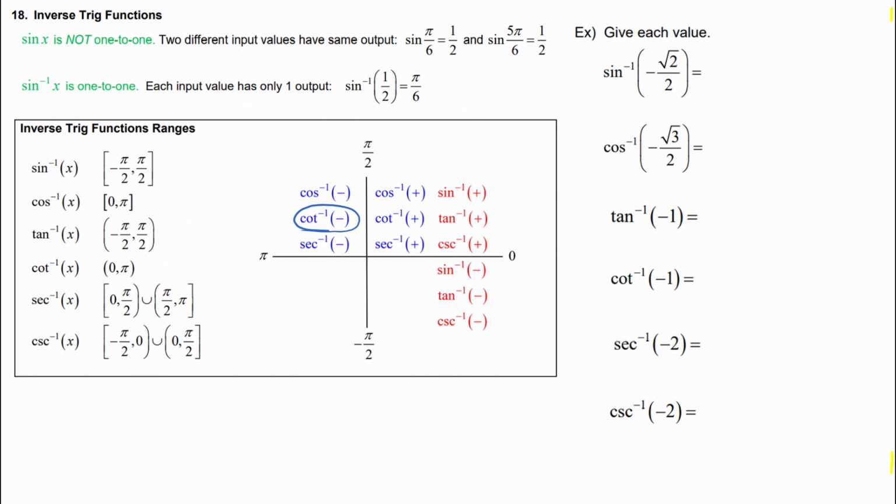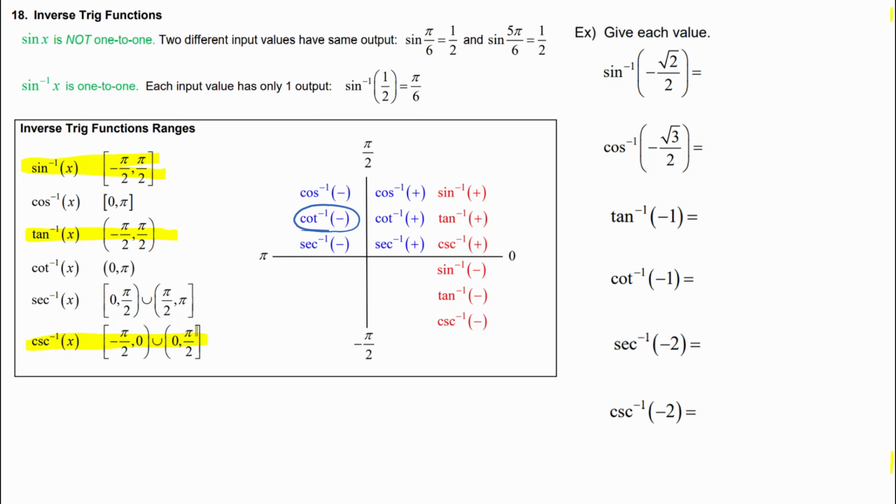Last one, guys. Number 18. Inverse trig functions. So here are 6 inverse trig functions and their ranges. The hardest part is memorizing each range, right? So here you can see inverse sine, inverse tangent, and inverse cosecant. The range is negative pi over 2 to pi over 2.